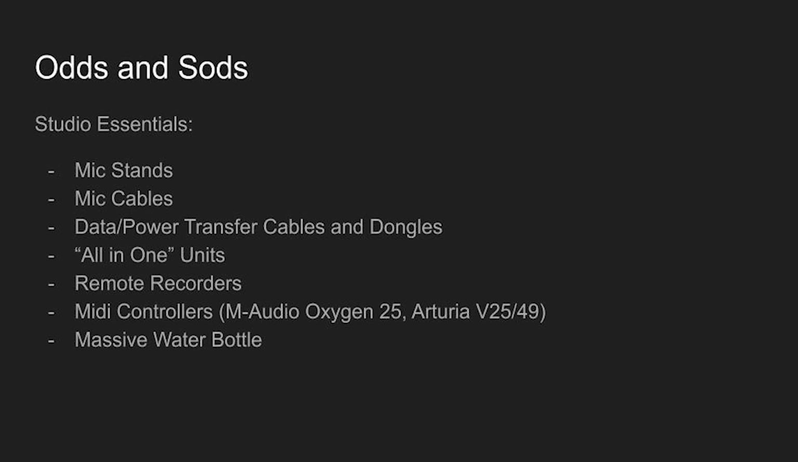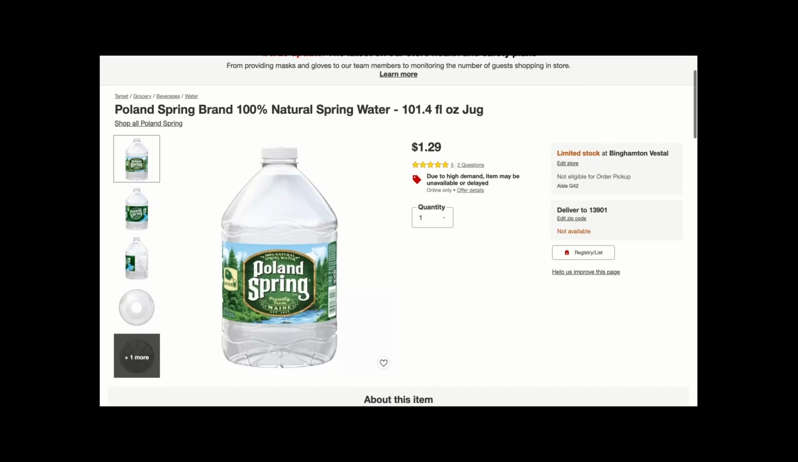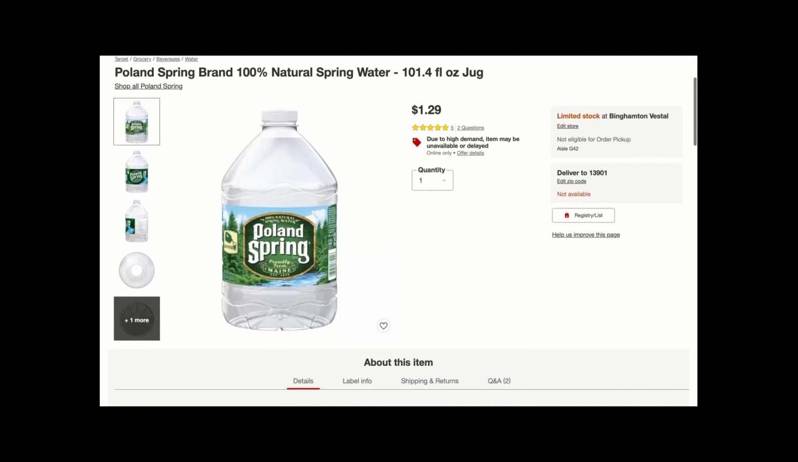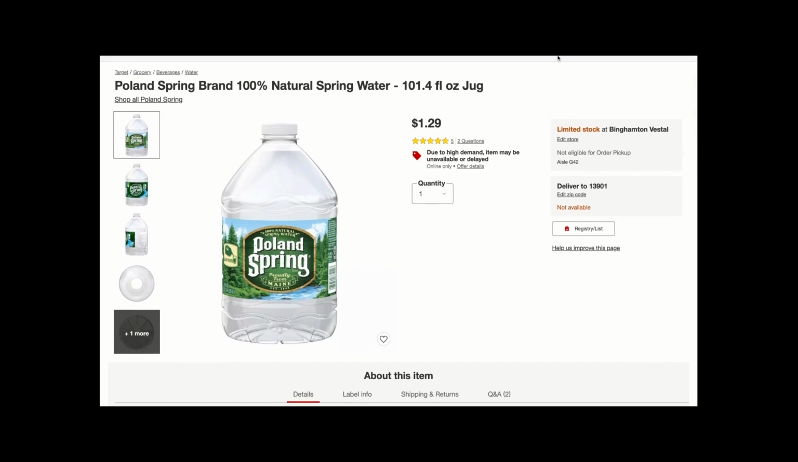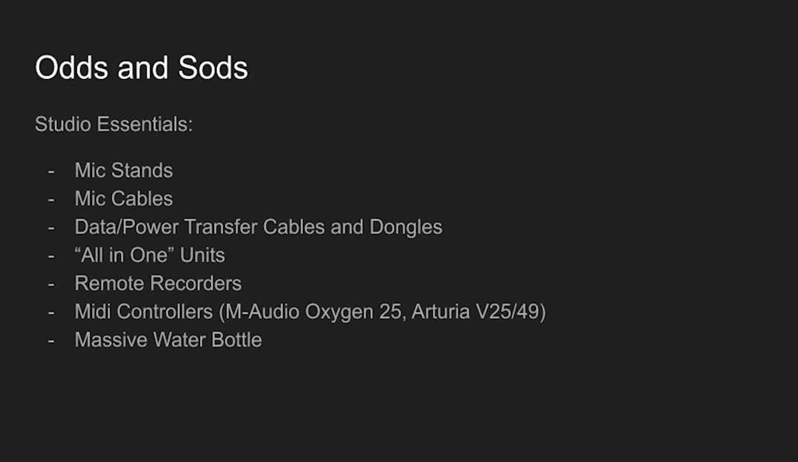And finally, if you're going to be serious about running a studio, you need a massive water bottle. Personally, I go for the Poland Springs 101.4 ounce model. I got mine for 88 cents, so this one at Target is a little pricey, but this should be an investment you're not going to want to cheap out on.